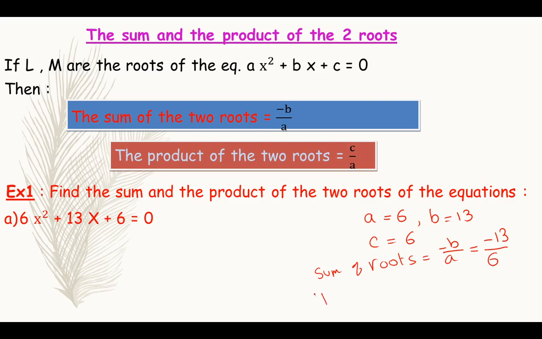Okay? And the product of the two roots equals c over a. Here, by using this rule, c over a, we know that c equals 6 and a equals 6. 6 over 6, so this will be equal to 1. So the sum of the roots of the quadratic equation equals negative 13 over 6, and the product of the two roots equals c over a, which is 6 over 6, and this is equal to 1. Okay? Let's solve it again by using the PowerPoint.